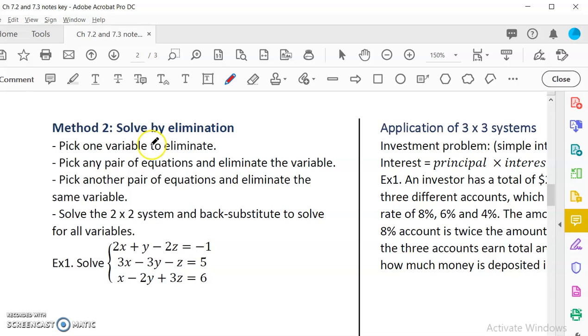The idea of elimination is you pick one variable to eliminate. Which one? It doesn't matter. But you have to eliminate two times. You have to use one pair of equations to eliminate a variable, and another pair to eliminate the same variable. So this is something that you need to know. You eliminate the same variable twice to get a 2 by 2 system.